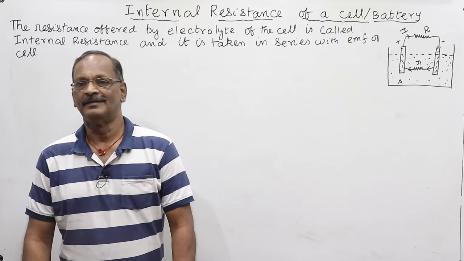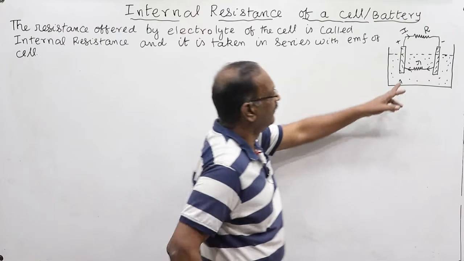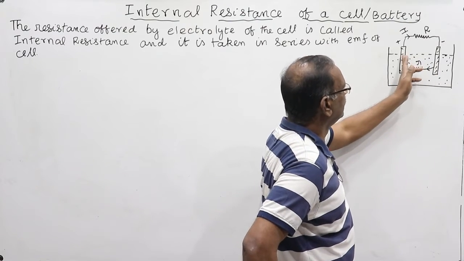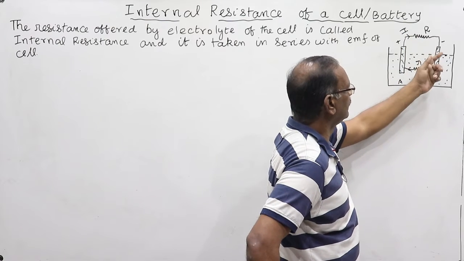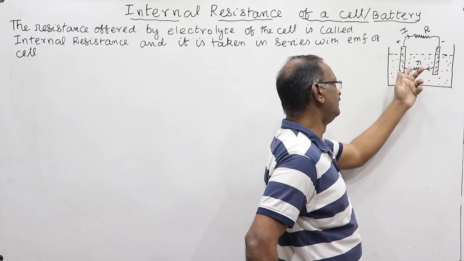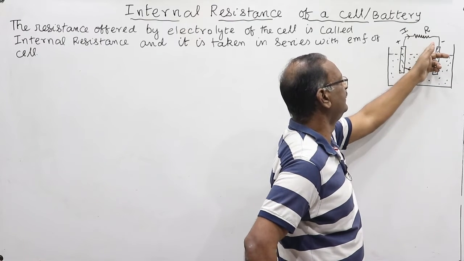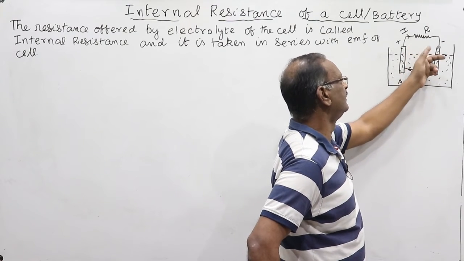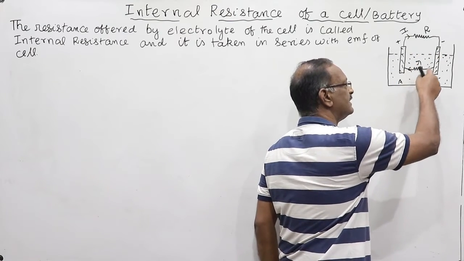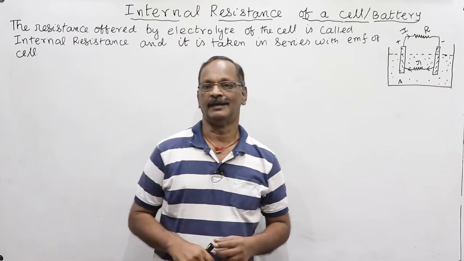Now let us represent the internal resistance of a battery or a cell. When the electrode is dipped inside the electrolyte, positive charge goes from anode to cathode to maintain charge conservation. So there is a flow of current through this, and when we connect the electrodes through an external resistance, it develops an internal resistance, due to the current passing through the electrolyte.